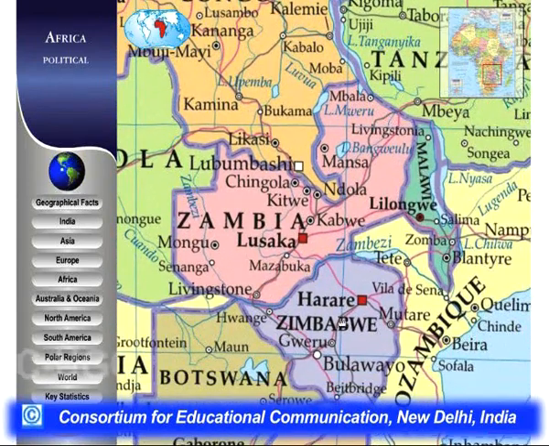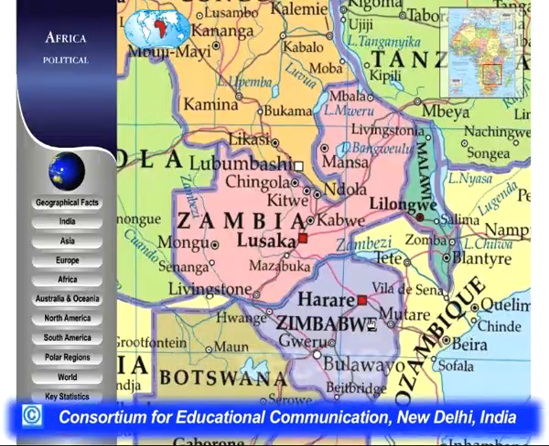and Zimbabwe. So earlier, Zambia and Zimbabwe were one country known as Rhodesia, then divided as North Rhodesia and South Rhodesia. North Rhodesia became Zambia and South Rhodesia became Zimbabwe.